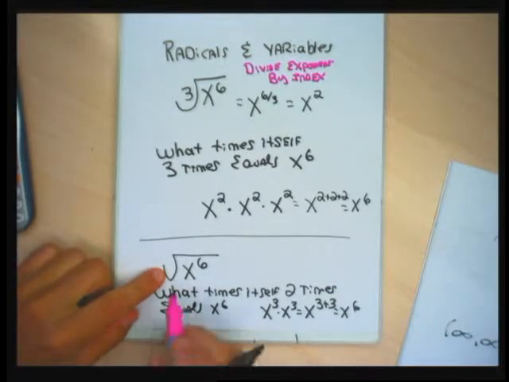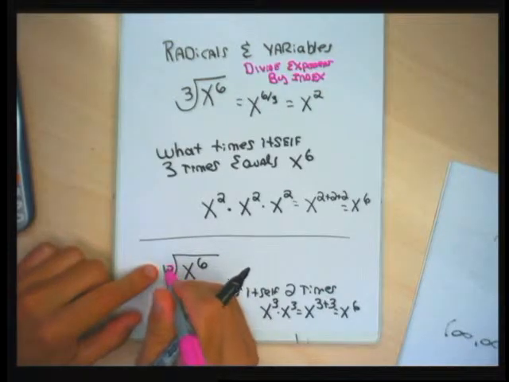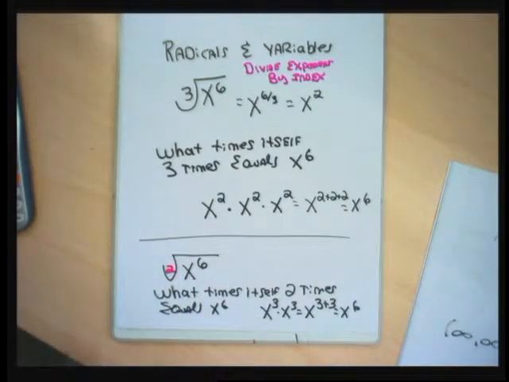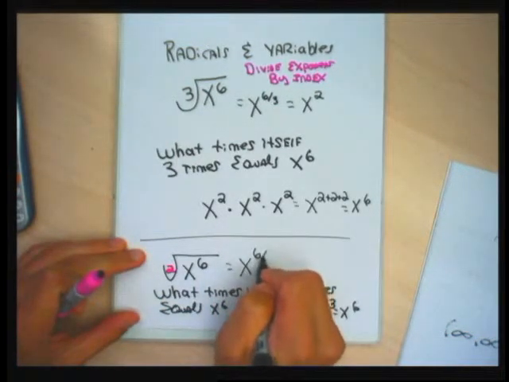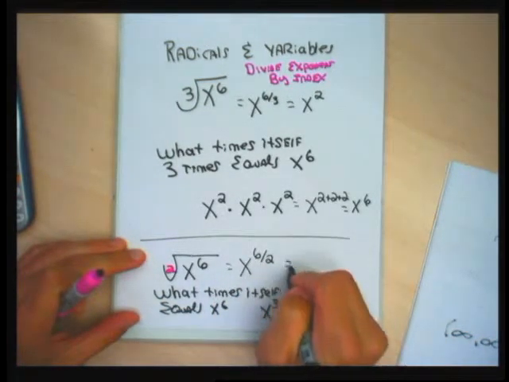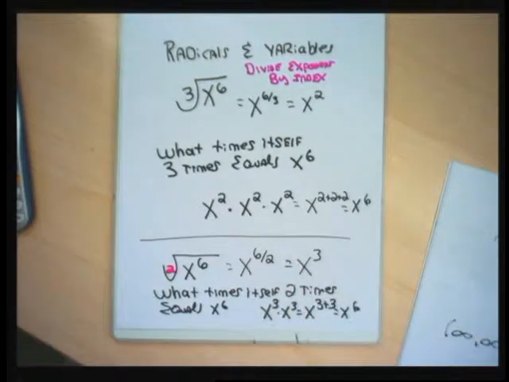Remember at the beginning I said in square roots there's an index of 2 that's assumed but not written. So to simplify this, I'm going to divide the exponent 6 by the index 2 and get x cubed. That should be enough for us to do the next problems that are test worthy.